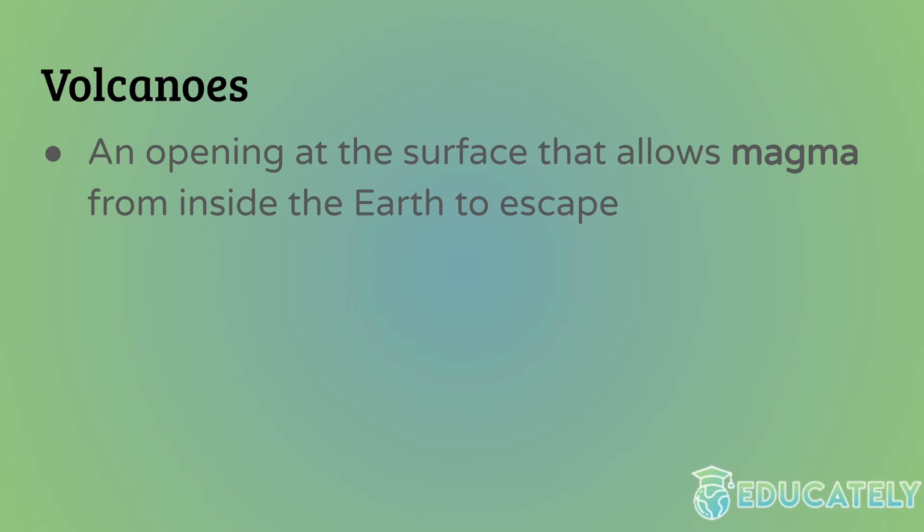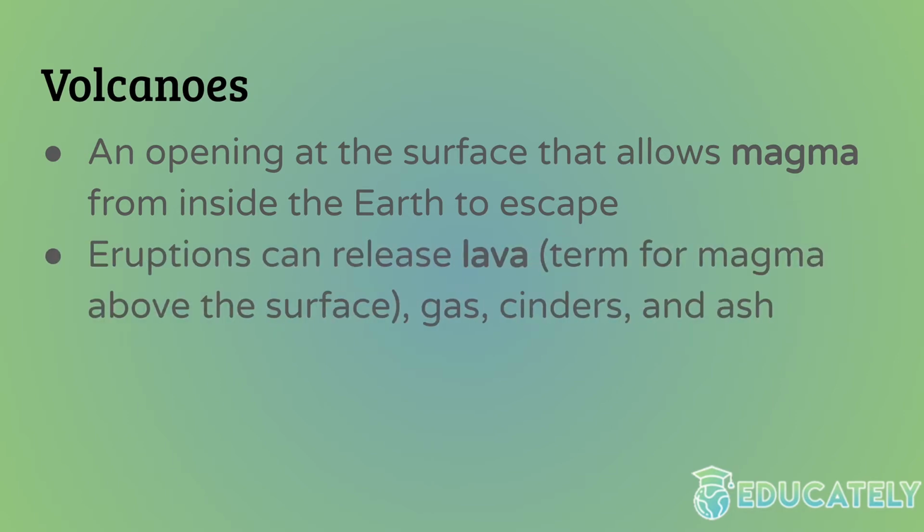A volcano is an opening at the surface that allows magma, which is just melted rock from the mantle of the earth, to escape. When that magma does escape, that's known as an eruption. And these eruptions, aside from releasing lava, which is the term for magma once it reaches above the surface, can also release gas, cinders, and ash.